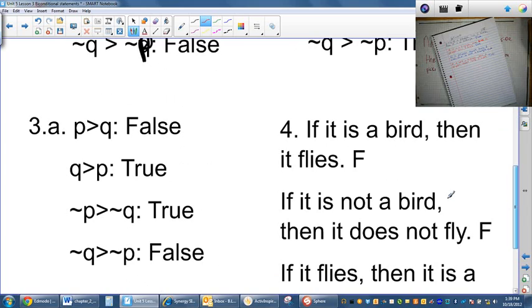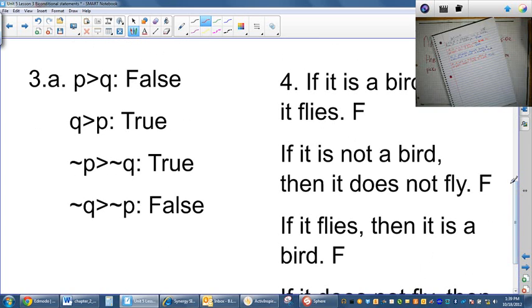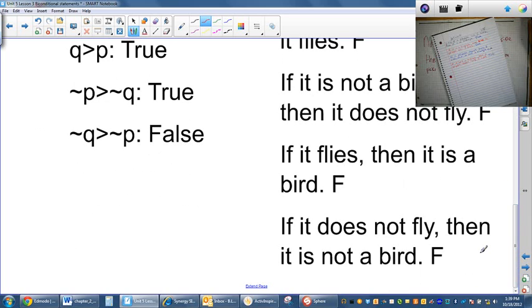For 3A, if P then Q is false, if Q then P is true, if not P then not Q is true, and if not Q then not P is false. And for 4, if it is a bird, then it flies, that's false. Counterexample: an airplane, a cannonball, a human. If it is not a bird, then it does not fly. That is also false. If it flies, then it is a bird. That's false. And if it does not fly, then it is not a bird. That is also false. It's all 4 of those. That is also incorrect.